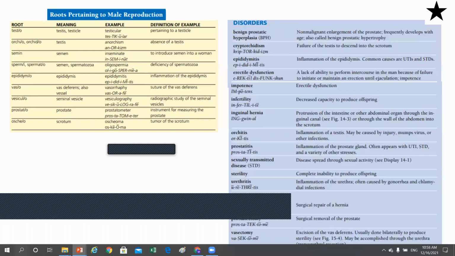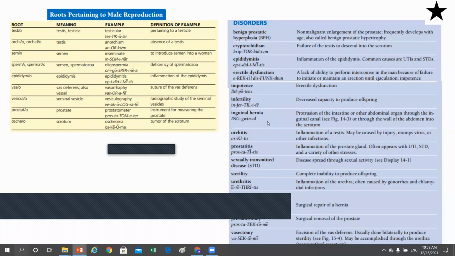Then another term we use, erectile dysfunction. This is the inability of the male to achieve erection of the penis. So this is failure to initiate or maintain an erection till the ejaculation of seminal fluid. This can lead to impotency. So impotency and erectile dysfunction are explained one after the other. When the person is unable to produce children, or has decreased capacity to produce children, that we call infertility.